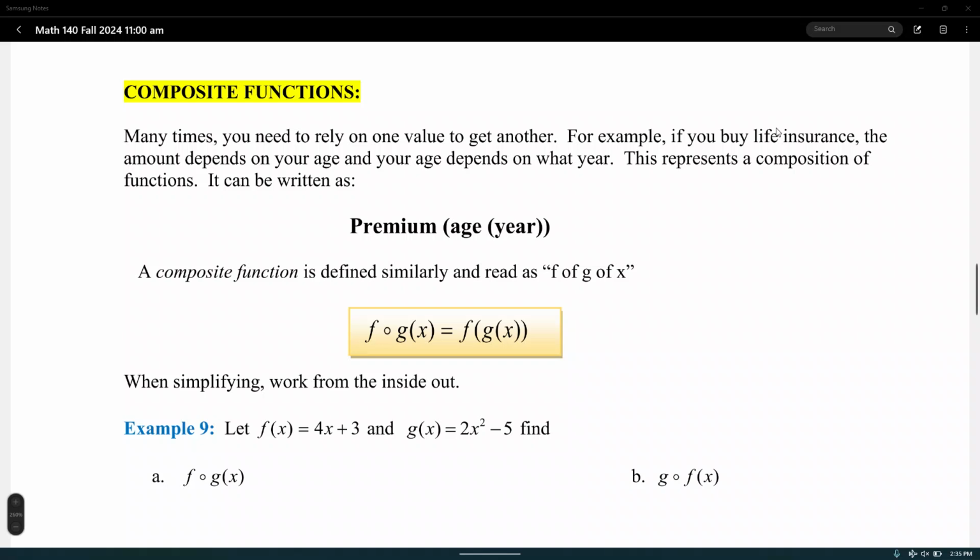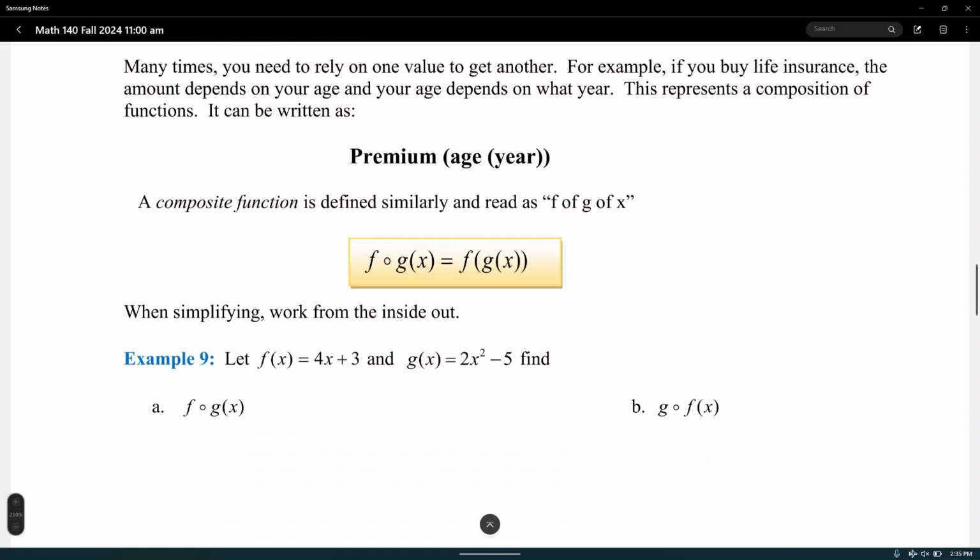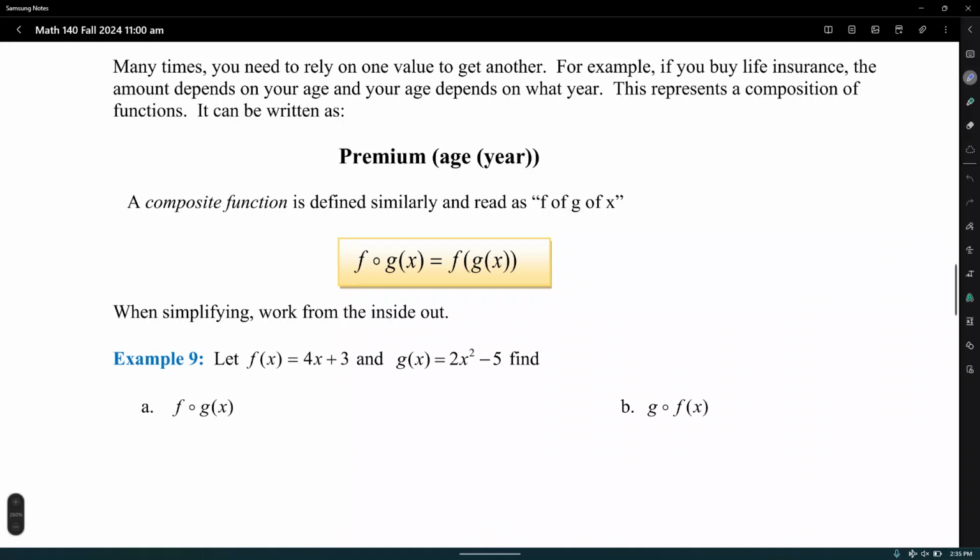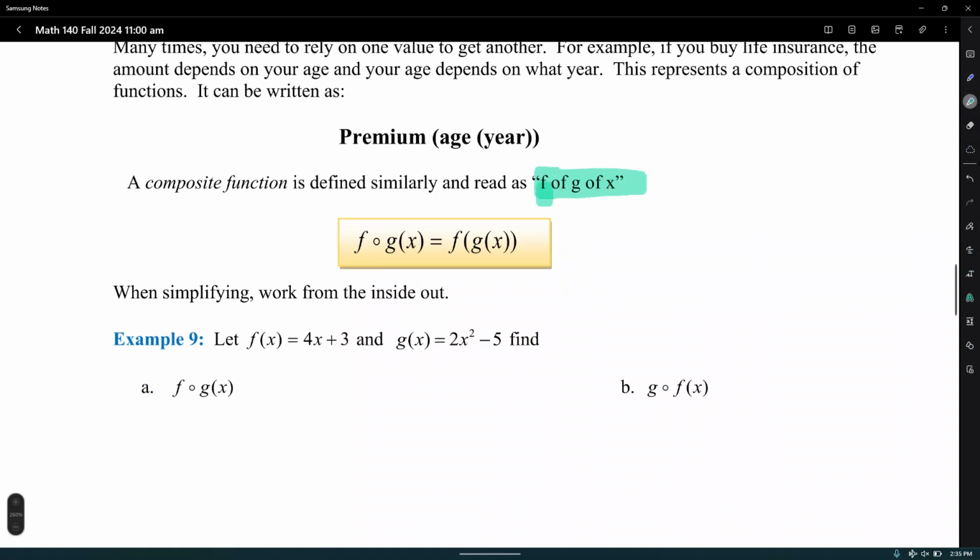Sometimes that independent variable depends on another independent variable, so it ends up being a dependent one in a way. For instance, when buying life insurance, the amount depends on age. But age also depends on another variable, which is what year you were born. So this represents a composition of functions. It can be written as premium of age of year. A composite function is defined similarly, and it's read as f of g of x.